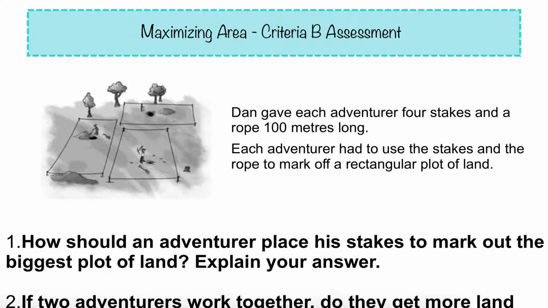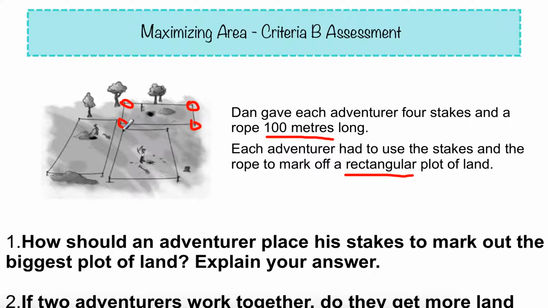Okay, so he says he is giving each adventurer 4 stakes, kind of like the stakes that you see here. Okay, those are kind of like the stakes that you would stake out a plot of land. Okay, so he's going to give every adventurer 4 of those and 1 rope that is 100 meters long. Okay, each adventurer has to use the stakes to mark off a rectangular plot of land. Okay, so this entire assessment is going to basically ask you 3 questions, and here they are.